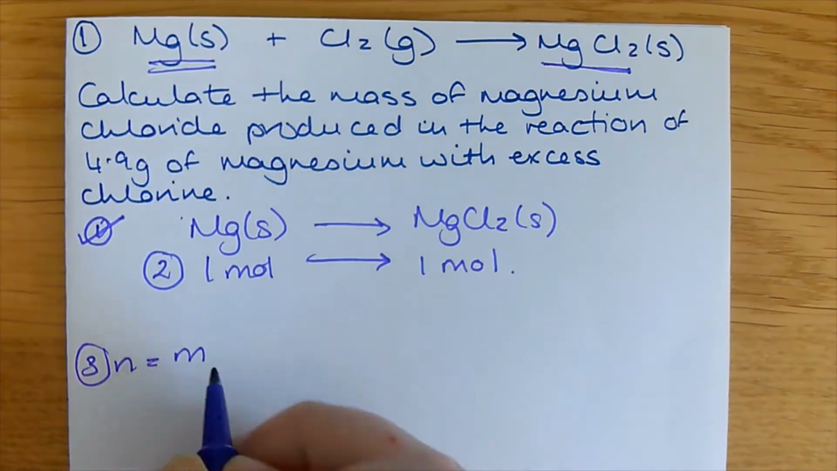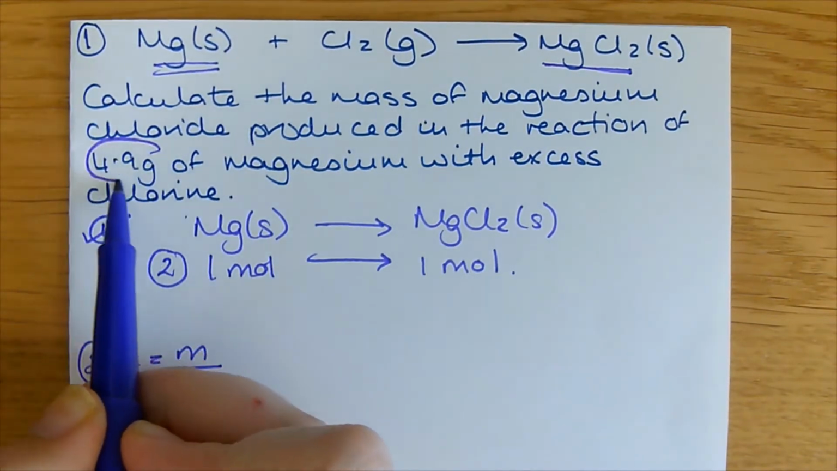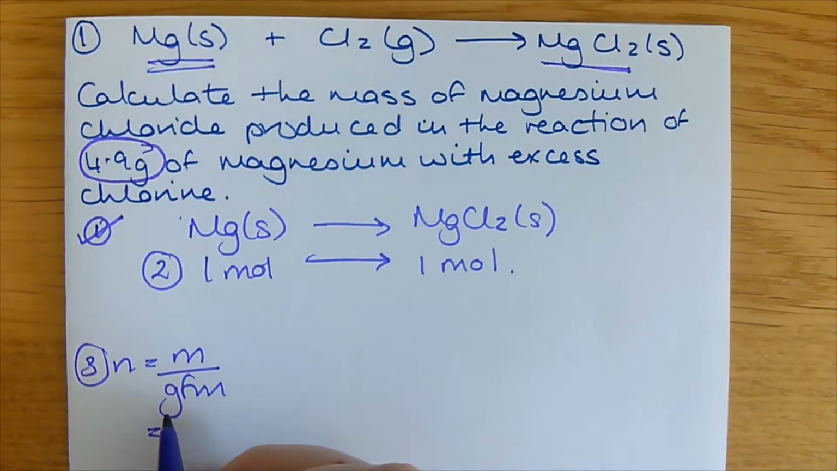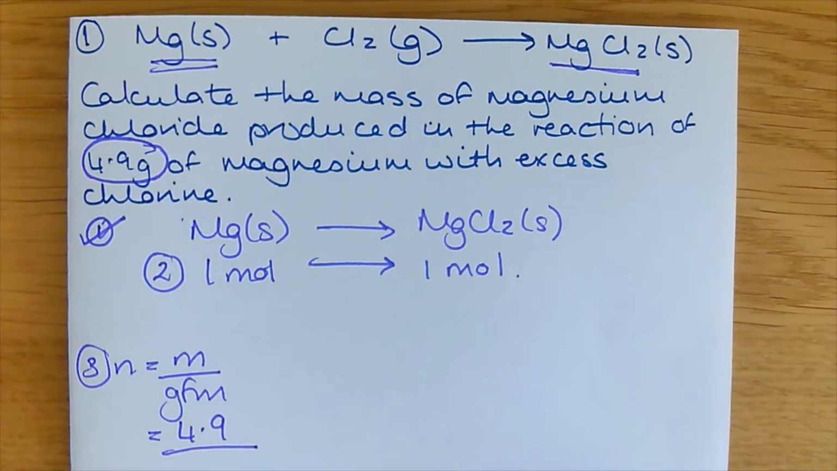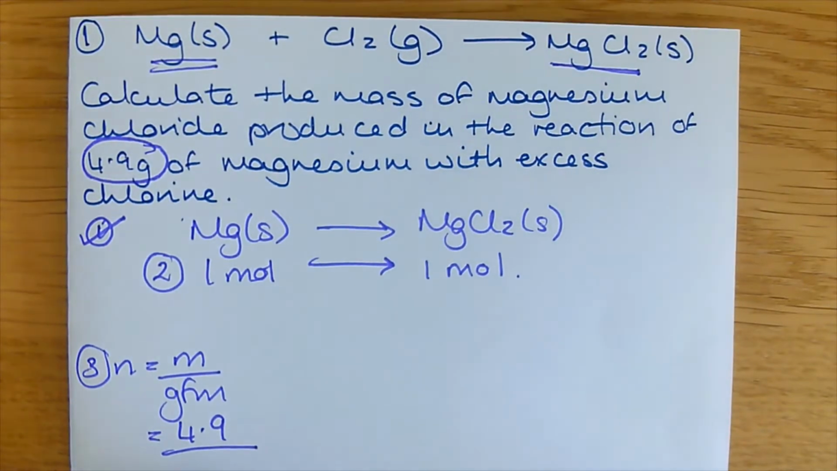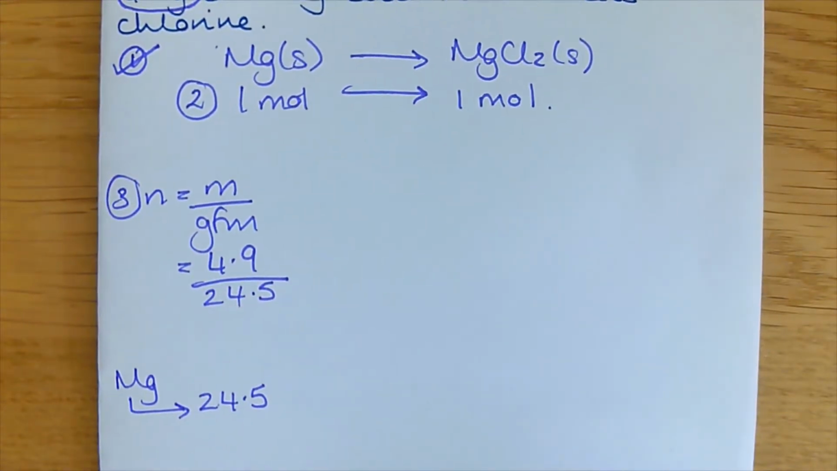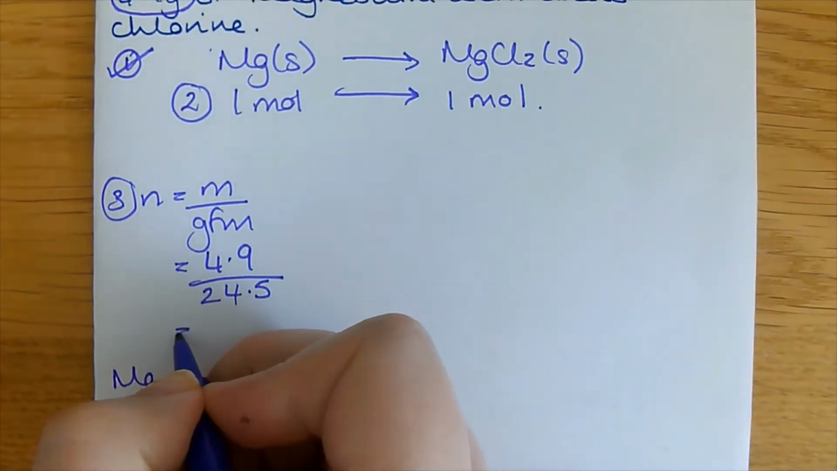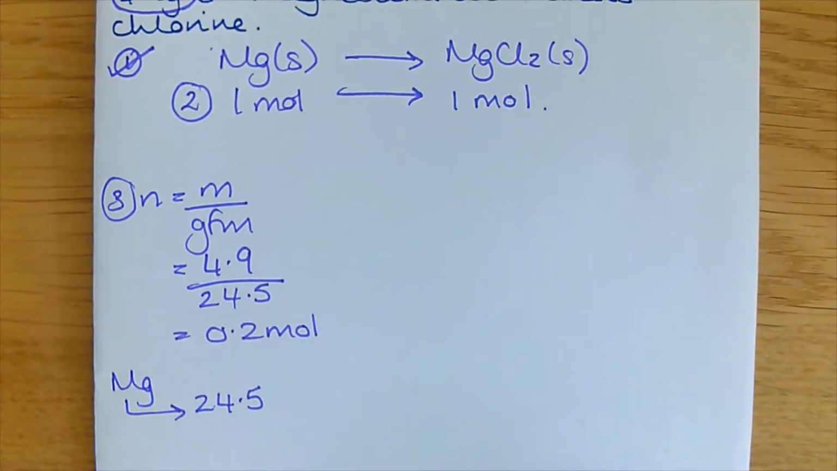Number of moles equals the mass divided by the gram formula mass. Our mass is given to us in the question, it's 4.9 grams. And we have to work out the gram formula mass of magnesium. Now if you use your data book, you will see that the gram formula mass of magnesium is 24.5. Substituting that up, 4.9 divided by 24.5 will give you 0.2 mole. And that's step 3 done.